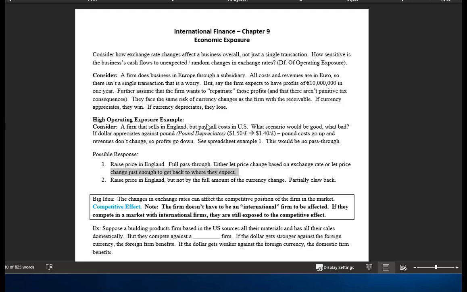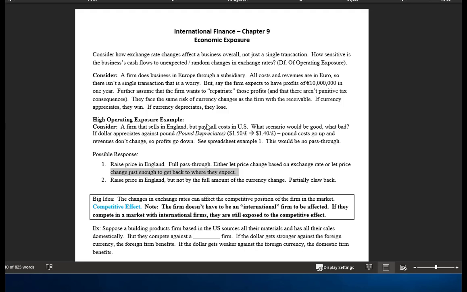All of the costs and revenues are in euro, so there isn't any single transaction to worry about. What we really care about is the net of the revenues and costs, right? So that's the profits. The revenues and costs are kind of self-hedging in terms of exchange rate changes, but this net that's left over, hopefully it's a positive number, that's a profit, eventually will be repatriated. So if we make 10 million euro and we're bringing that back from Europe to America, we're going to be exposed to exchange rates, and to the extent that those exchange rates go in the wrong way, we have less money than we thought, right?